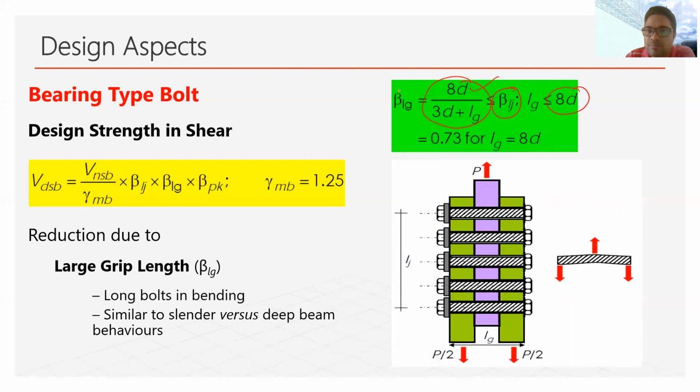Beta Lg should be less than beta Lj, and Lg is the length of grip, and it should be less than 8 times D. 8 times D means 8 times the nominal diameter of the bolt. So it should not exceed 8 times the nominal diameter of the bolt. So these are the conditions that we need to follow while designing the joints.